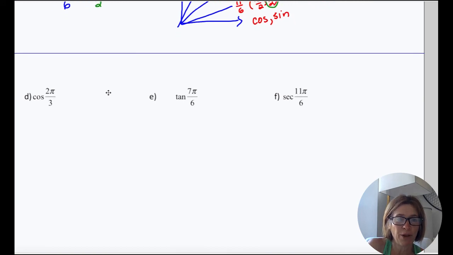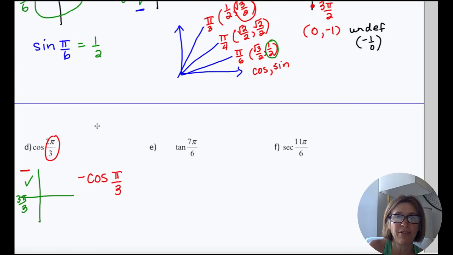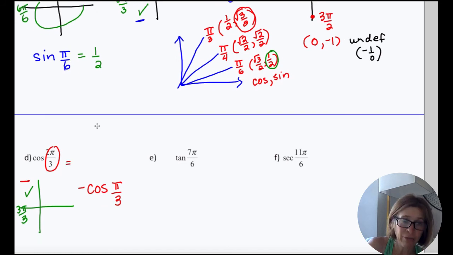Cosine 2 pi over 3. Okay, quadrant 2, because 3 pi over 3 is pi. Okay, so cosine would be negative in this quadrant. So that means I want a negative cosine. The reference angle is pi over 3. Okay, so knowing my first quadrant angles, my cosine of pi over 3 is 1/2. So the value here would be negative 1/2.